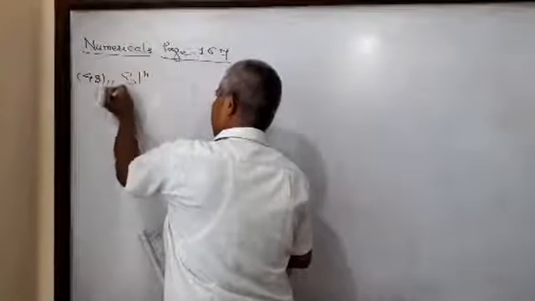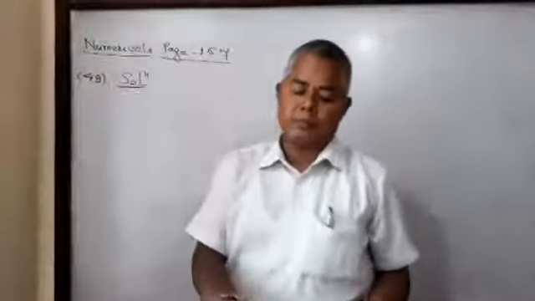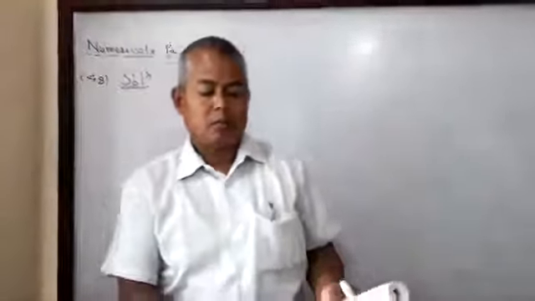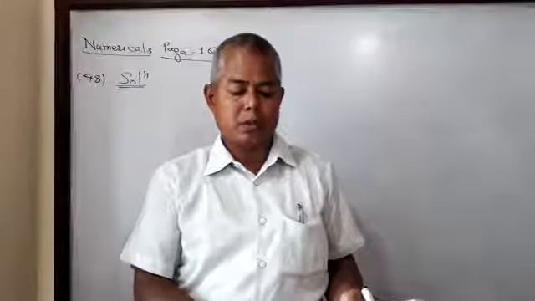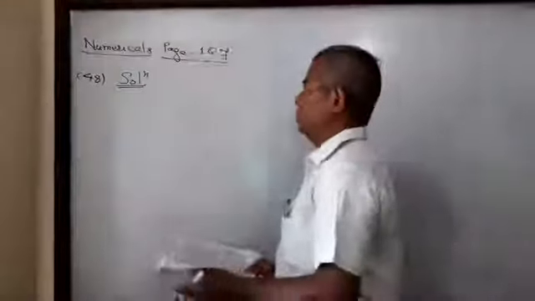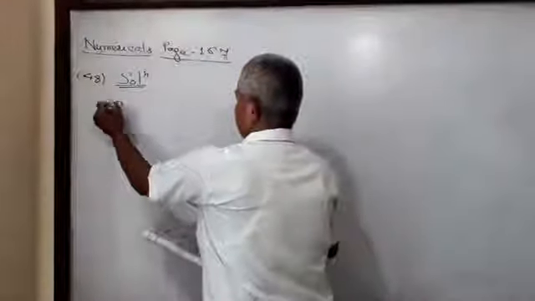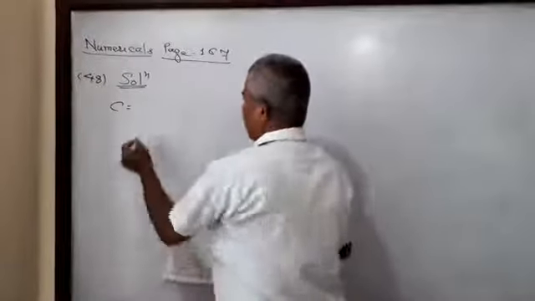Solution. Listen, what is this question telling us? The question is this: a circuit consists of a capacitor of capacitance 2 microfarad. Means C is given to us. Electrical capacitance C has value 2 microfarad.